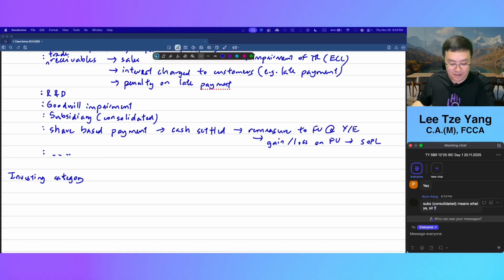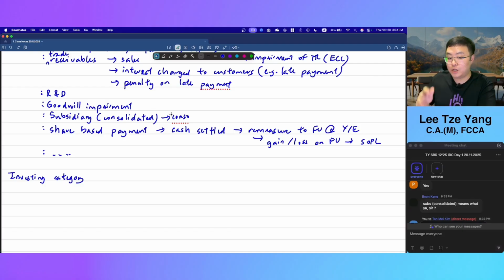Consolidated means what? Consolidated means I do consolidate my subsidiary. There is a possibility that we can prepare a financial statement which is called the individual financial statement or the separate financial statement under IAS 27. In the separate financial statement, for the subsidiary we use cost, or we use the equity method, or we use the fair value method, which is the IFRS 9 method. So in the individual financial statement, that one is unconsolidated.